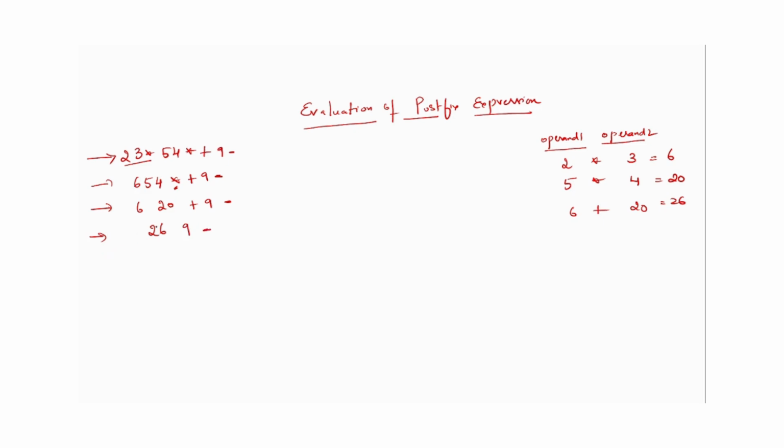Now I'll scan again from left to right, right? 26 9 minus, I'll stop here. 9 becomes operand 2, 26 becomes operand 1, and what is the operator? Minus. I will place minus here. I'll have 17. So 17 is my answer. I hope you have understood this, right?